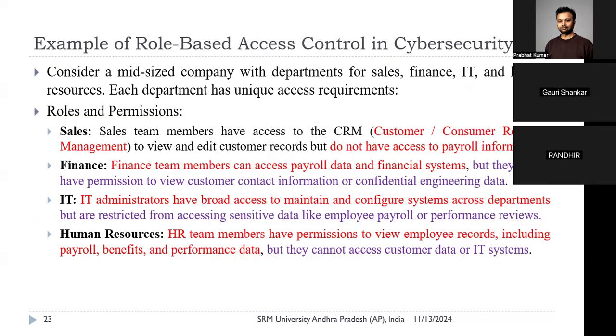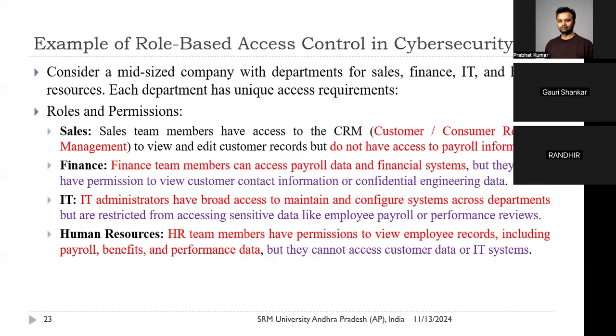Now, one scenario is taken here. Suppose there is a company, and that company has a sales department, finance department, IT, and human resources department. Different departments will have different types of access, right? So based on that, roles and permissions can be granted. As you can see, a sales team member has access to CRM, customer relationship management, to view and edit customer records, but does not have access to payroll information. So that can be restricted. Based on their role, permission can be granted.